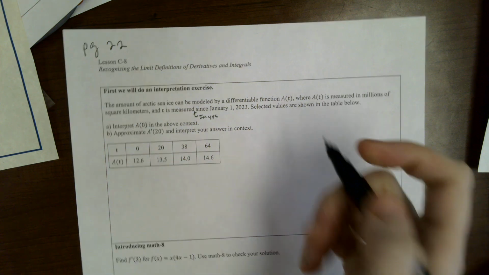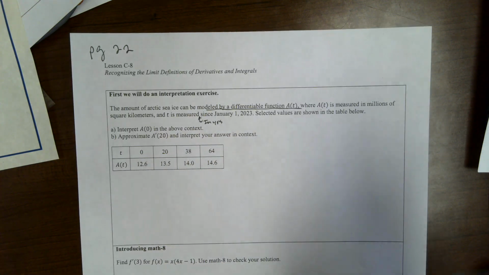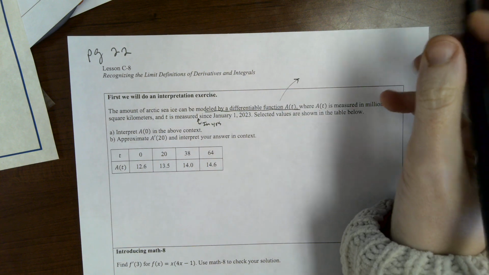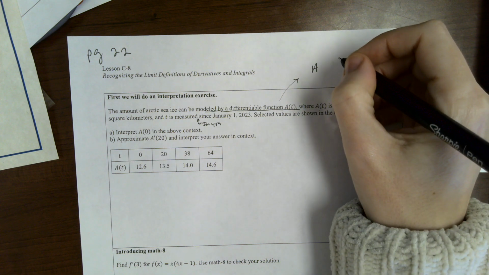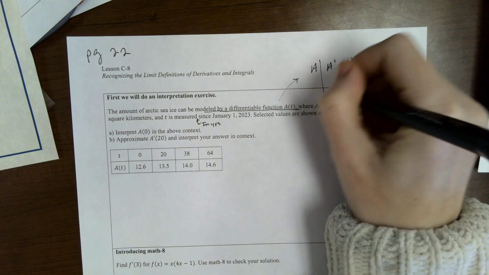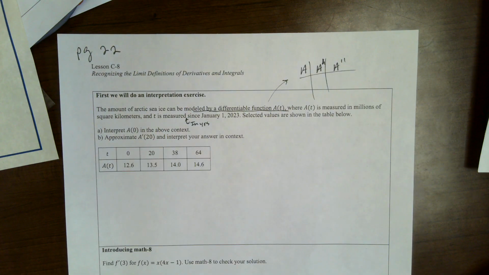Okay, as soon as you hear modeled by a differentiable function, you are dealing with a derivative sequence. Okay, so A, A prime, and we'll put A double prime in because very often they tell us it will be a twice differentiable function. And then we'll have to think about the second derivative. Okay, so here we go.